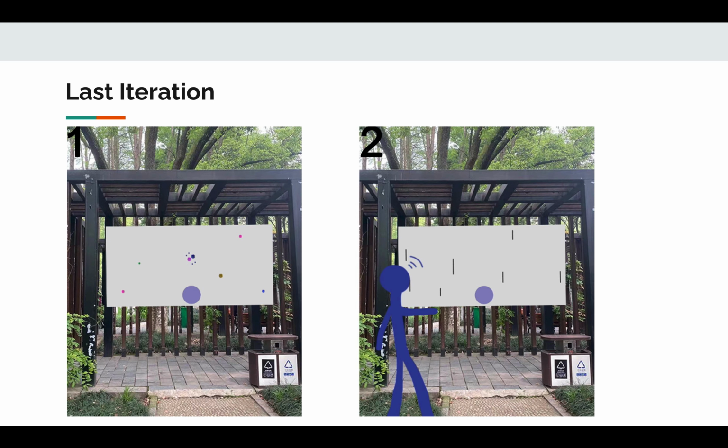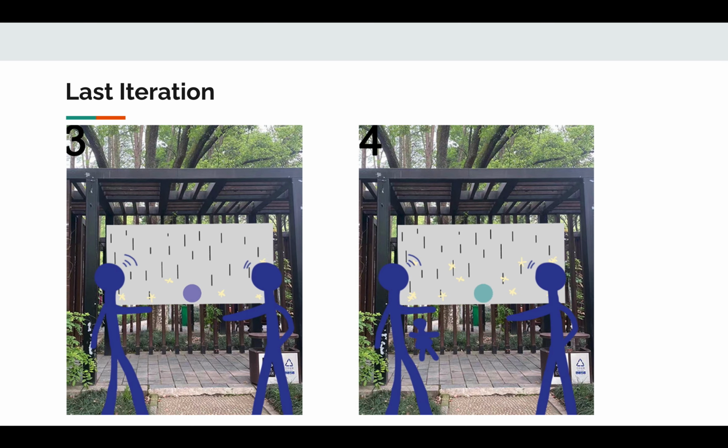So here is my last iteration storyboard. The first image displays the initial status. There are many bouncing balls on the screen. In the second image, the user is making noise around. Once the sound is detected, the system will start to generate raindrops. The bouncing balls will disappear, and a nature sound will start to play. When more noise is detected, the system will generate more drops, and it will also generate flowers.